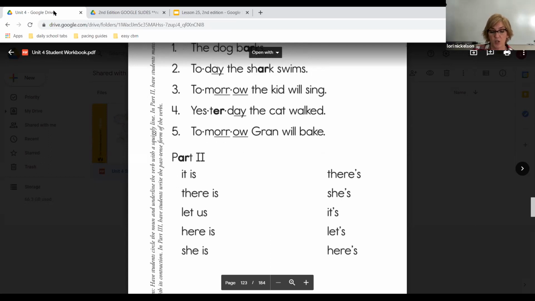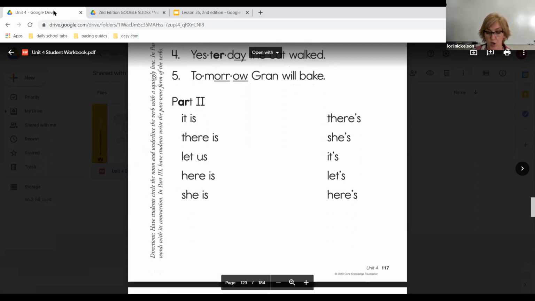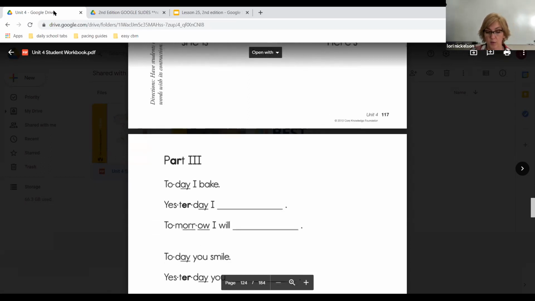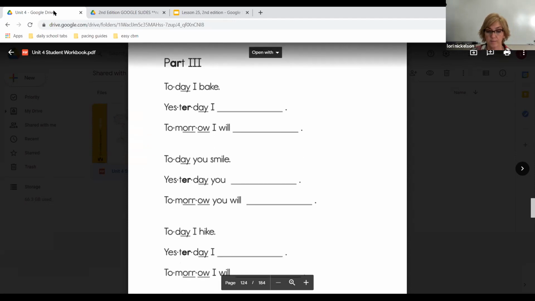For part 2, it says have students match the words with its contraction. So you're going to match the left side with the right side. Easy enough, okay? For part 3, you're going to write the past tense form of the verb. So if we go over here to part 3, you're going to have to fill in the verb there with past tense. And then you're going to have to write the verb again for future.